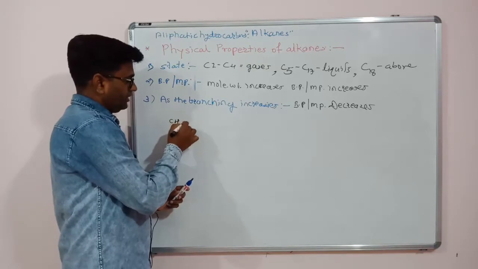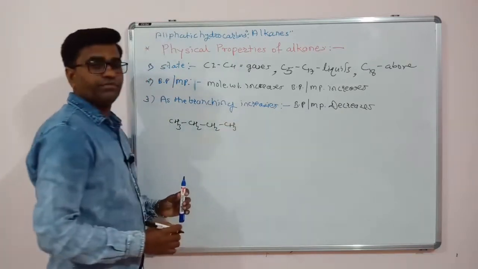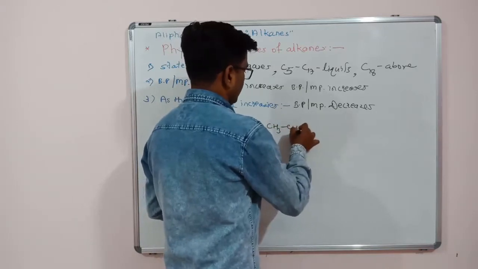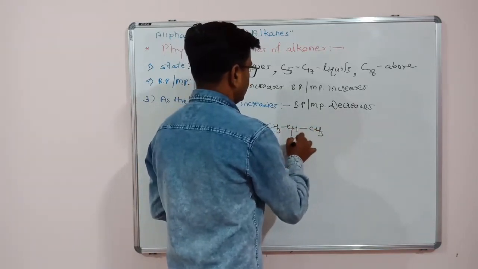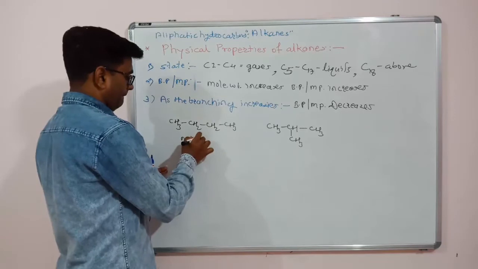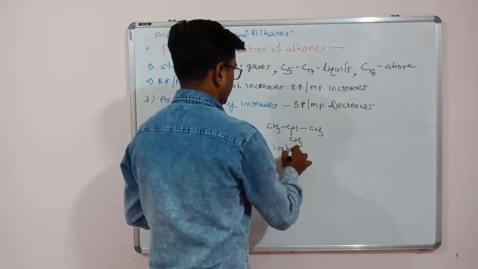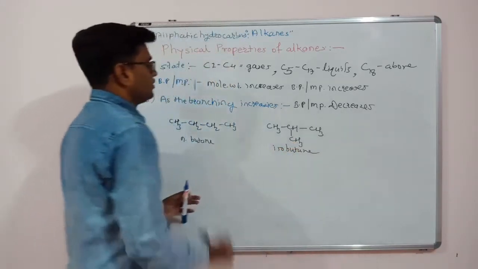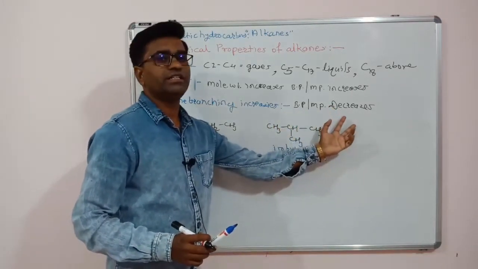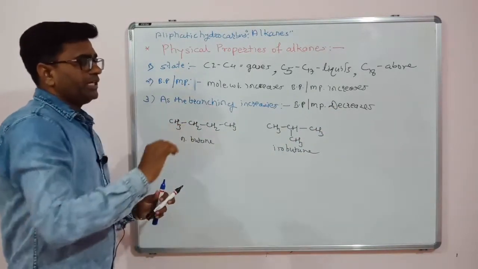That is CH3, CH2, CH2, CH3. Another molecule, suppose same isomer, that is CH3, CH, CH3 and CH3. So this is N-butane and this one is isobutane. So the molecular formula is same, but as I said, boiling point and melting point decrease as the branching increases. So with an increase in branching, their boiling point and melting point decrease.